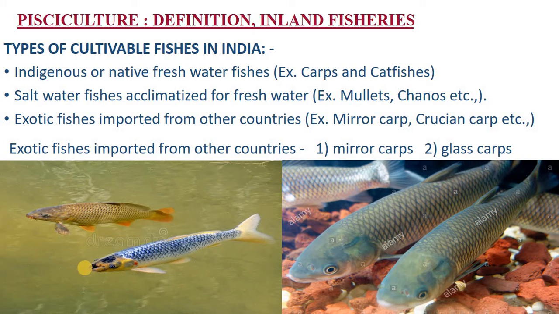When you talk about carps, there are so many types of carps, for example, Anabas, Labeo rohita, Labeo calbasu. These are the carps. They are usually small in size, and the body is covered by scales.